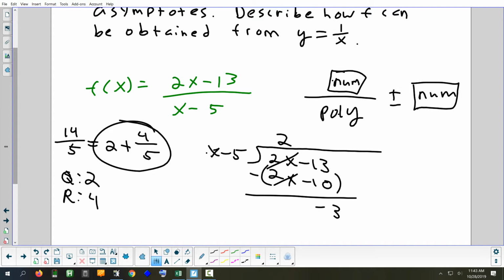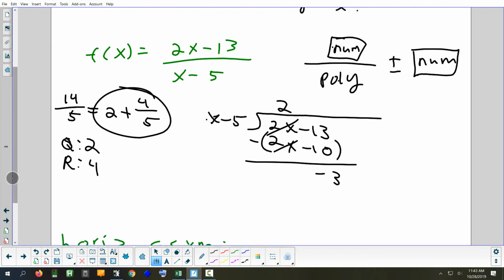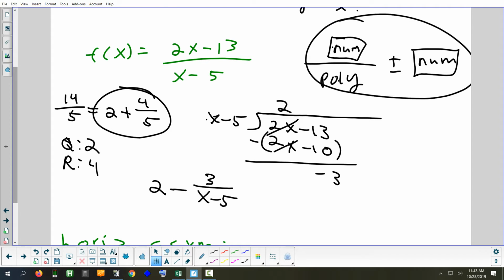Do this. Okay? So we've got quotient plus, well actually, what is my remainder? It's going to be minus, just because it's a negative. So quotient minus remainder over my original denominator. Now you might say, well yeah, you said to get this though. That's the same thing. If you want to write it that way, write it like this: negative 3 over x minus 5, plus 2.